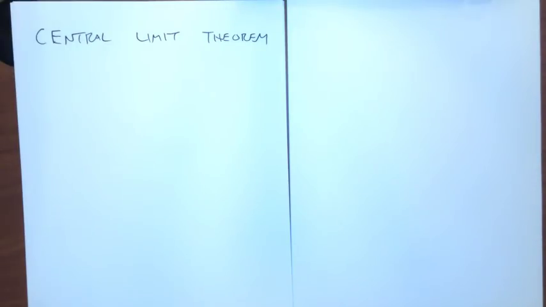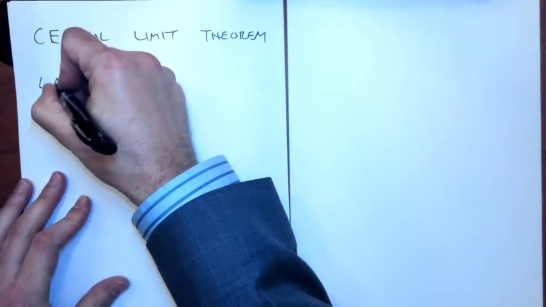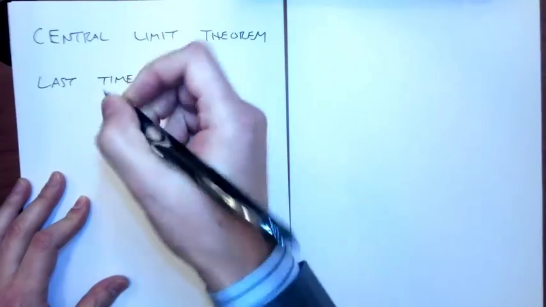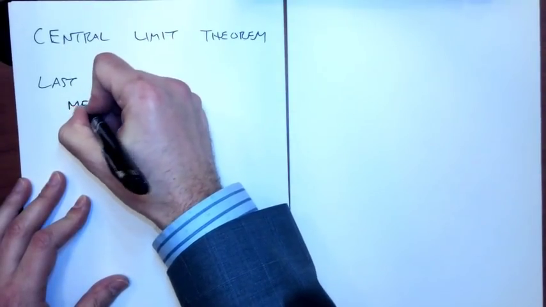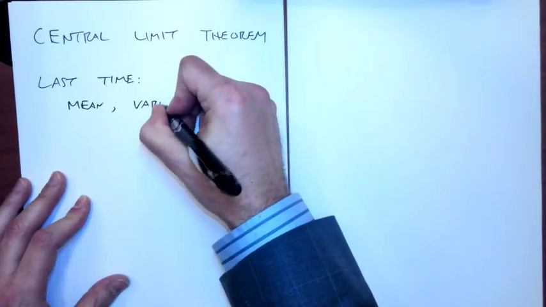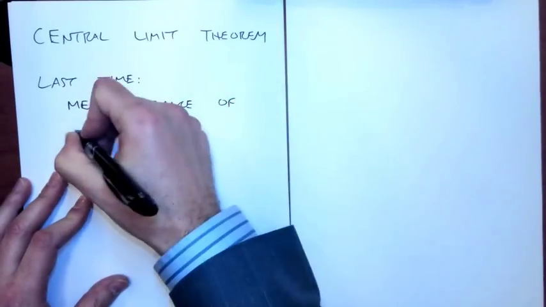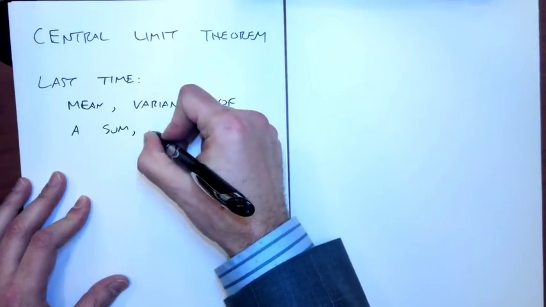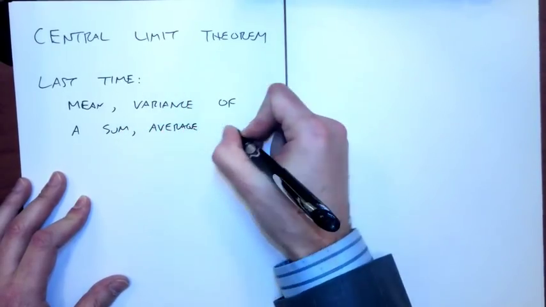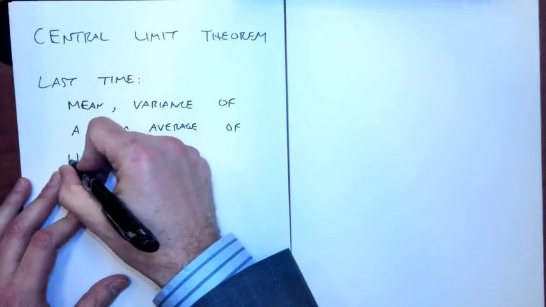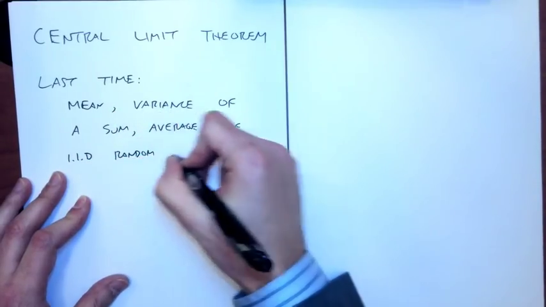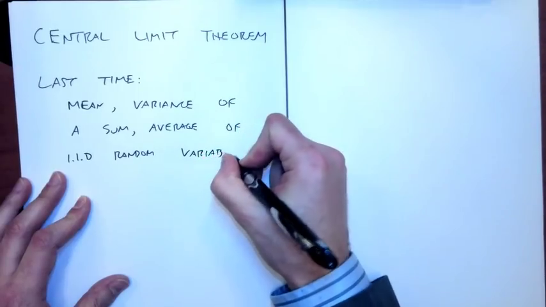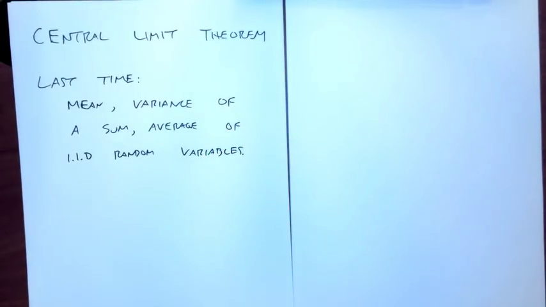And so what we've been talking about this week is how does the sum and how does the average of a bunch of random variables behave, right? So basically last time we looked at the mean and variance of a sum and an average of IID random variables, right? IID means that all these variables have the same distribution and they're all independent, okay?